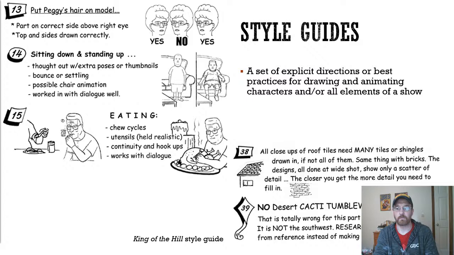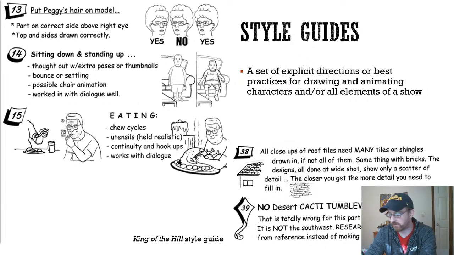If you are the junior artist, somebody needs to tell you how to draw in the style they want. How is that done? It's done through style guides, which is a set of explicit directions of best practices for drawing and animating characters. So it's basically the do's and don'ts. And you have to later on in the semester produce one of these. You have to come up with 5 do's and 5 don'ts.